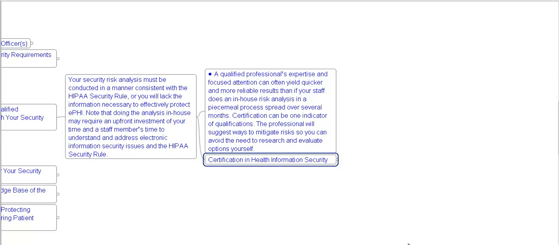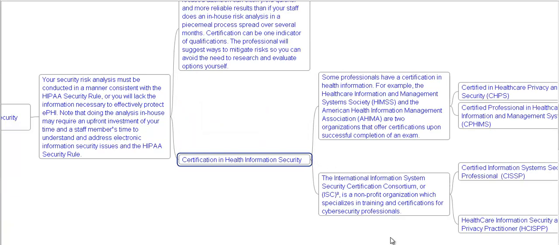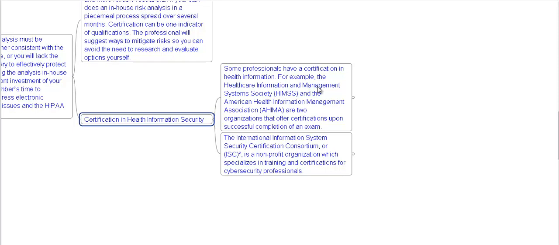Security certification: certification in health information security. Some professionals have a certification in health information. For example, the Health Information and Management Systems Society (HIMSS) and the American Health Information Management Association are two organizations that offer certification upon successful completion of an exam.